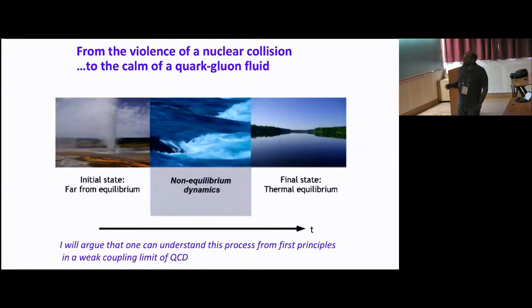So what I want to get to in these two lectures is how such a highly non-equilibrium state of matter, right, you're producing thousands of particles in this very violent collision, can actually form a quark-gluon plasma, a possibly thermalized state of matter, from first principles.